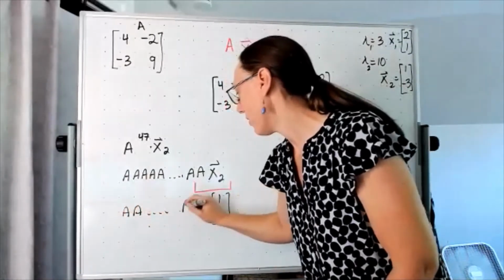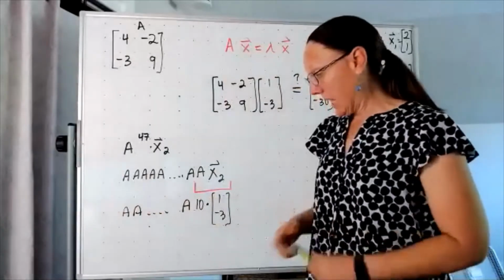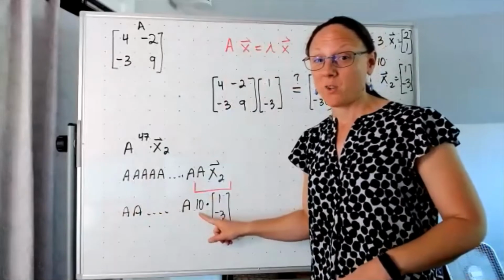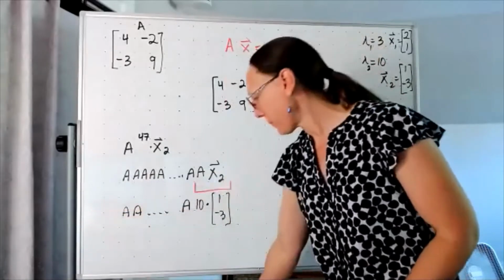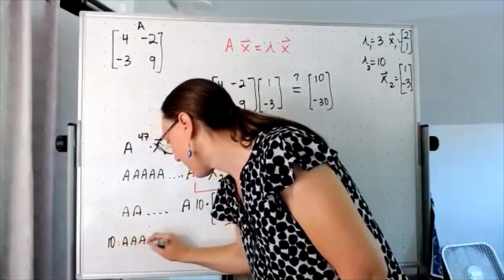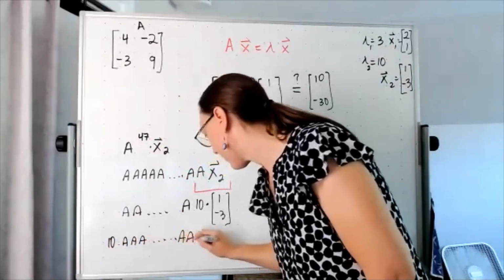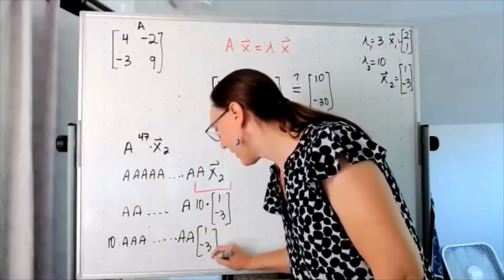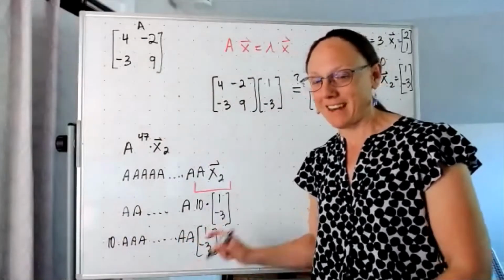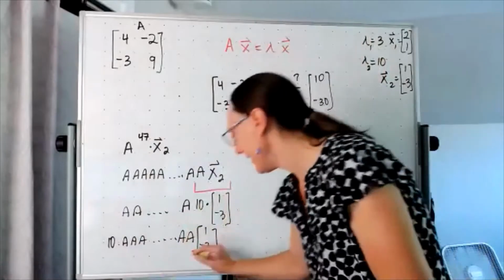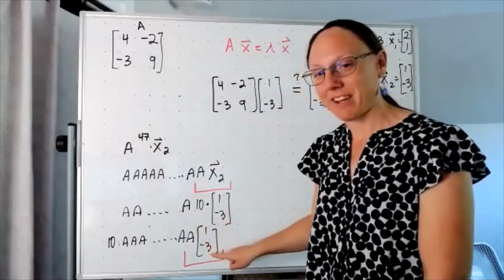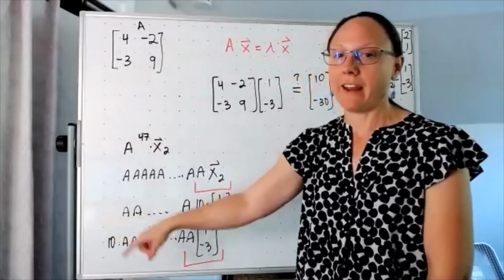That 10, it's just a number. It doesn't matter what order we multiply it in, so I could shove it out to the front. And then look at that again and go, wait, A times that vector x2 is just 10 times that vector x2, and pop another 10 out to the front.